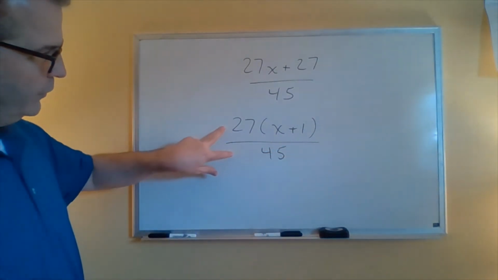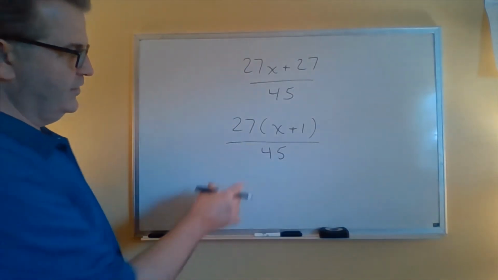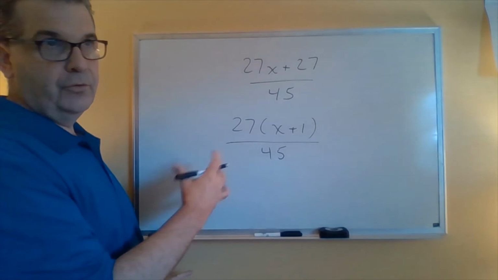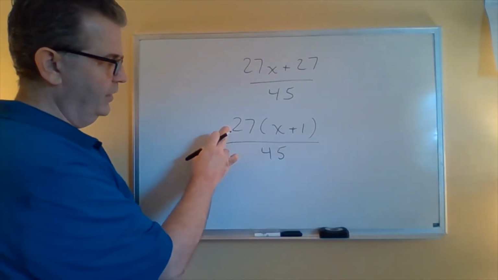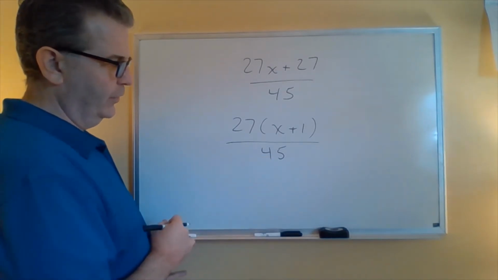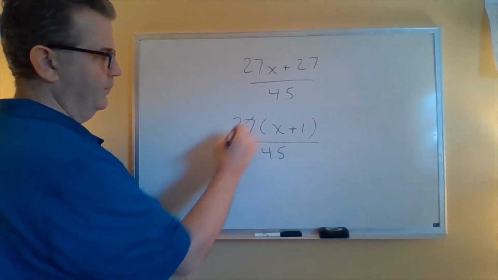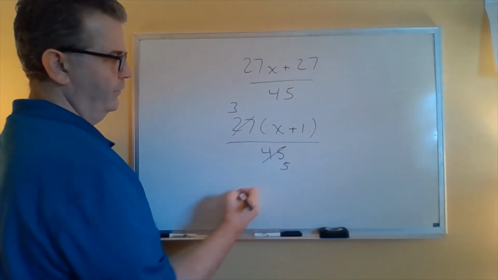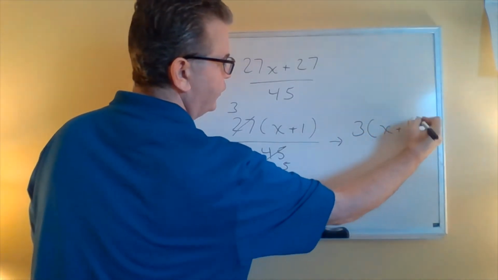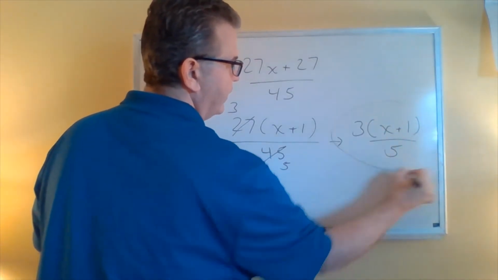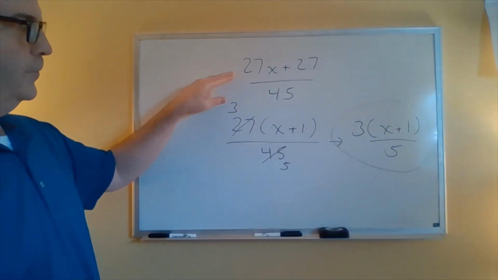Now if we look at our numbers here, we can reduce this fraction of 27 over 45. They each have a common factor, and the greatest one would be 9. How many times would 9 go into 27? It would go in 3 times, and how many times would it go into 45? It would go in 5 times. So we reduce that to 3 over 5, and we'd be left with the expression 3 times x plus 1 over 5. That would be the simplified version of our original rational expression.